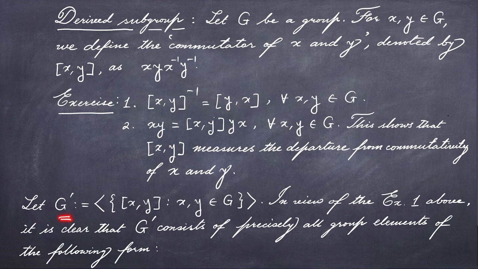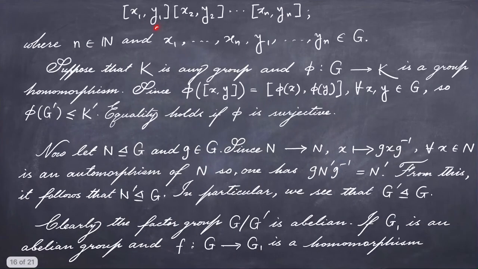So we denote this by G prime, and it is called the commutator subgroup, or the first derived subgroup, or the derived subgroup of G. Since the inverse of a commutator is a commutator as well, it is quite clear that G prime consists of precisely all group elements of the following form.